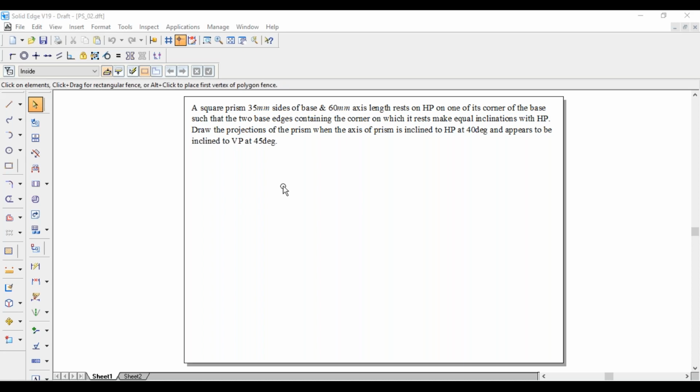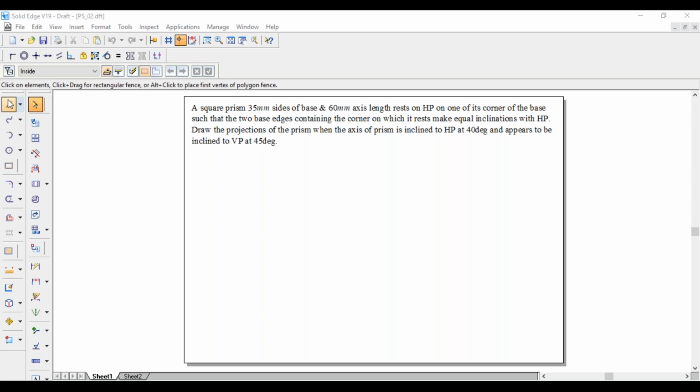So this is a square prism problem. Base side is 35 mm, whereas the axis length is 60 mm. It is resting on HP with one of its corner of the base. Axis is inclined to HP at 40 degree, that is theta is equal to 40 degree, whereas appears to be inclined to VP at 45 degree, that is phi is equal to 45 degree. As it appears to be, this is a non-locus problem.